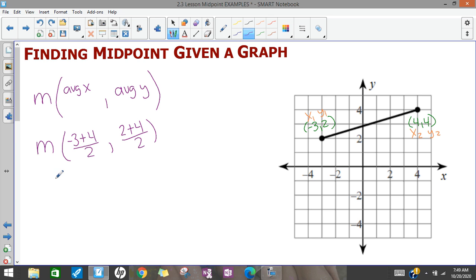So -3 plus 4 is 1, and 2 plus 4 is 6, and I just need to simplify. I'll just leave that as 1/2, and 6 over 2 is 3. So my midpoint is at (1/2, 3), and you can see there I am right on the line. There's my midpoint.